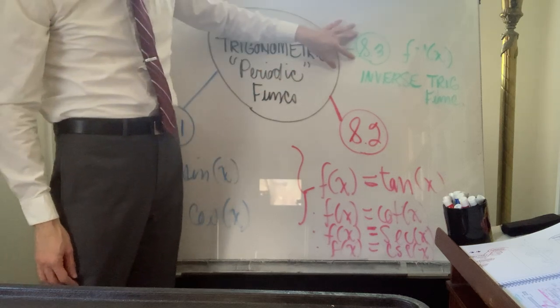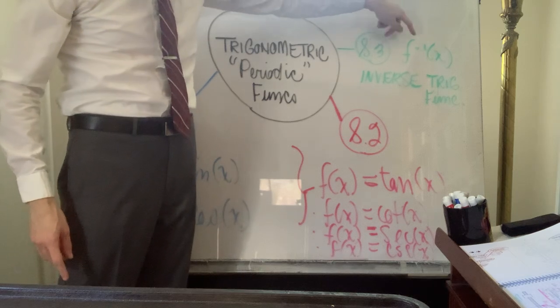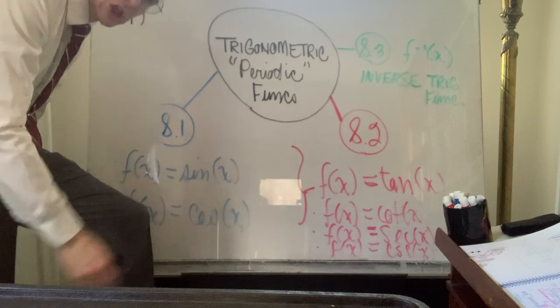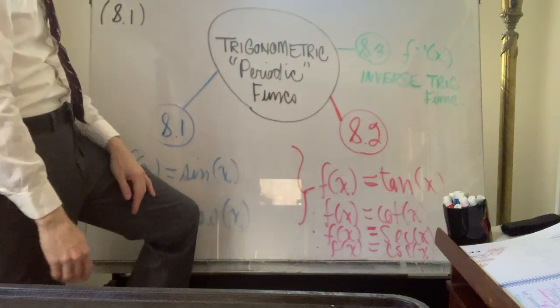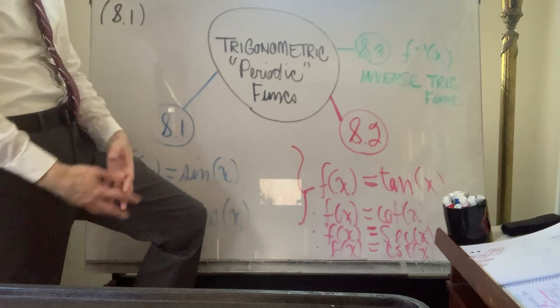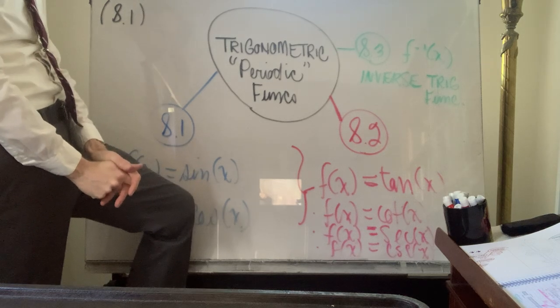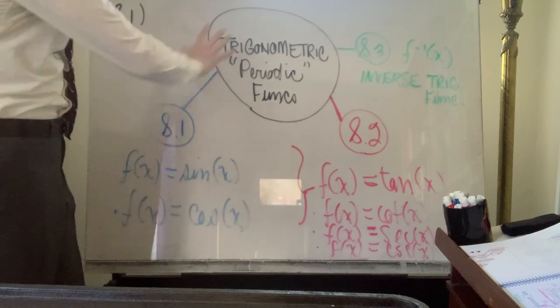Section 8.3, whether it gets covered tomorrow or on Wednesday, is examples of inverse trig functions. In that instance, you have to chop the waveform to a narrower frame. Otherwise, it will not pass the one-to-one horizontal line test. So that's an overview of chapter 8.